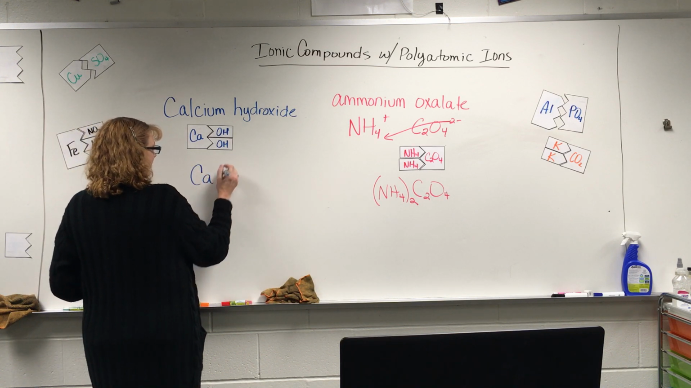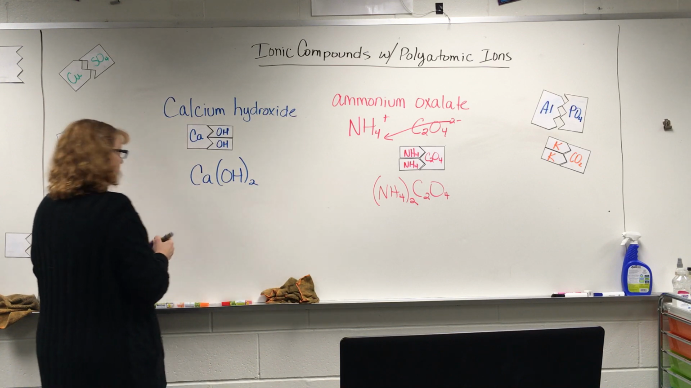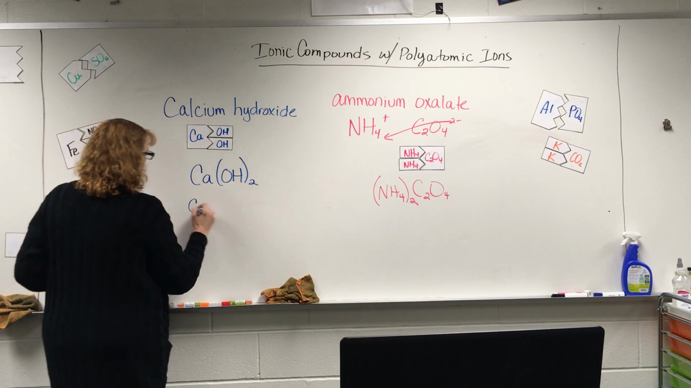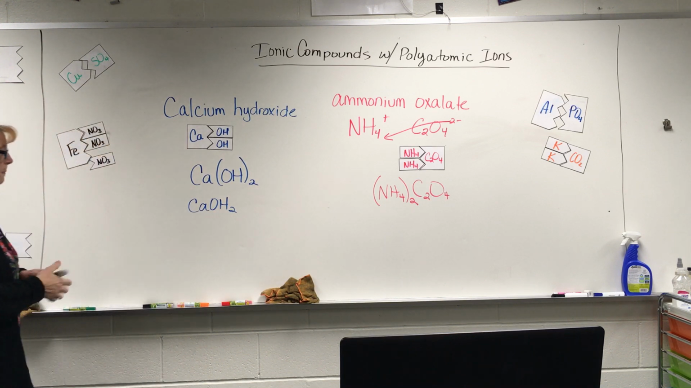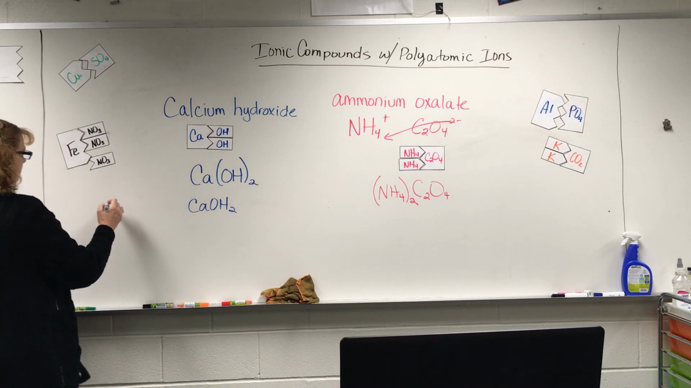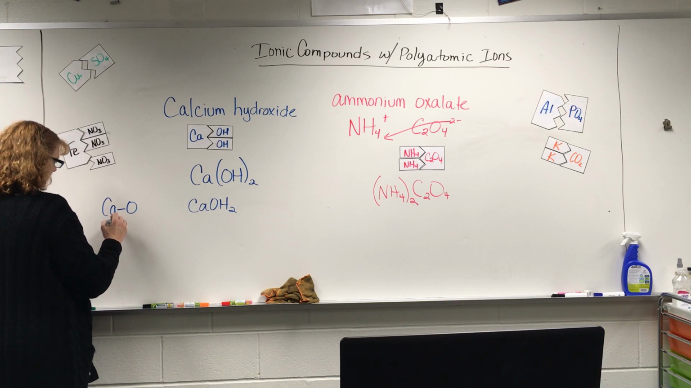Well, Ca, you put parentheses around the OH and a 2 there. A lot of kids will write it like this. Why is that wrong? Because the OH is a polyatomic ion. Correct. Because this is this.